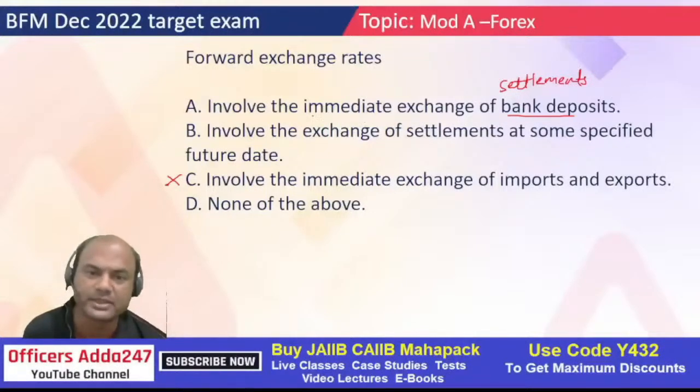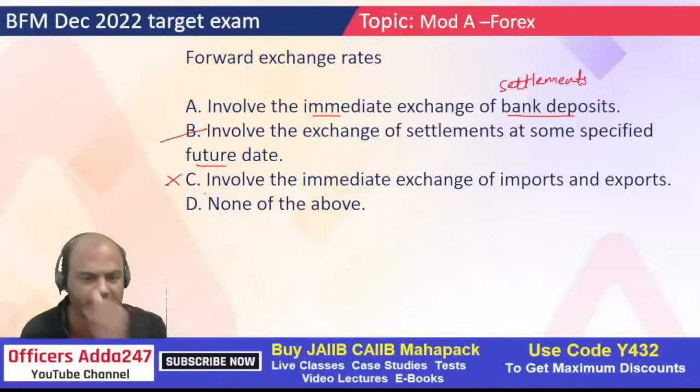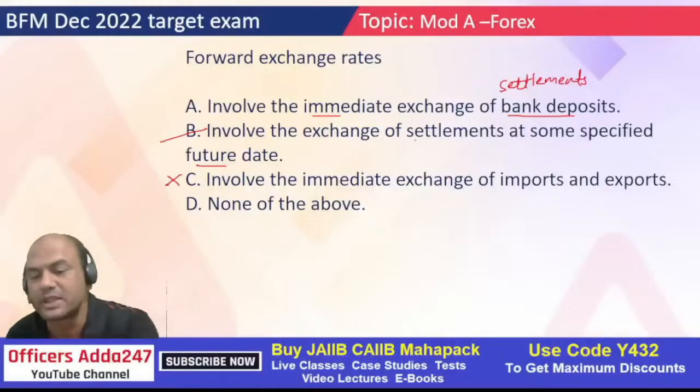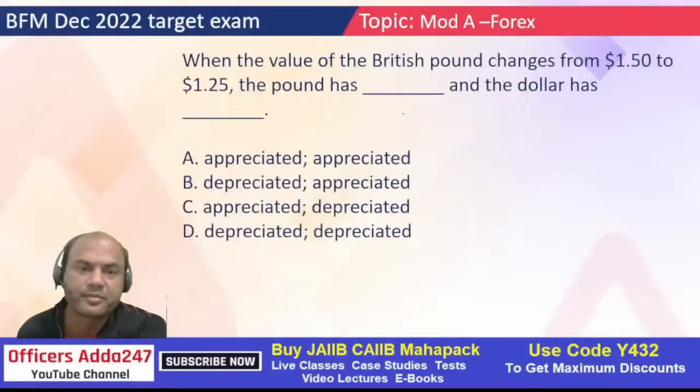Next, involves exchange of settlement at some specified future date, and this is immediate exchange. So either it's immediate or future date. Forward means future. So what is the answer now? A or B? Immediate or future date? The answer is simple, isn't it? B, correct? Because C is out, so it's either A or B. So the answer is correctly B, right? It's not immediate. It's exchange at a future date. Only remember settlements are exchanged.